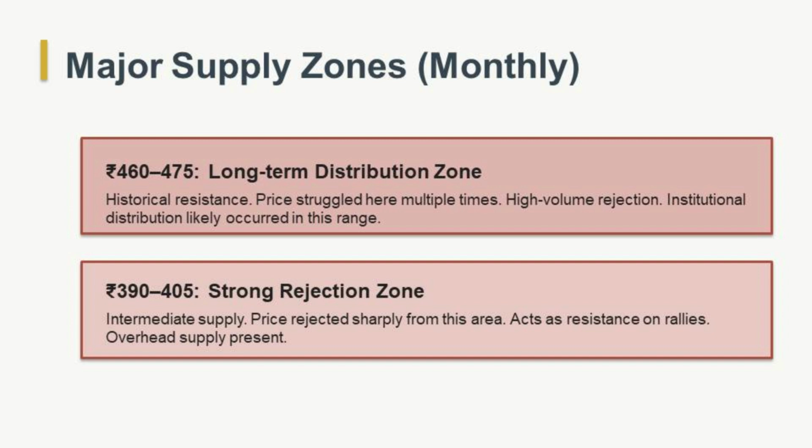On the monthly time frame, the 460 rupee to 475 rupee zone stands out as a major long-term supply area. This is where price previously stalled after the uptrend, showing strong selling interest. Another important zone is 390 rupees to 405 rupees, which has repeatedly acted as a strong rejection area.